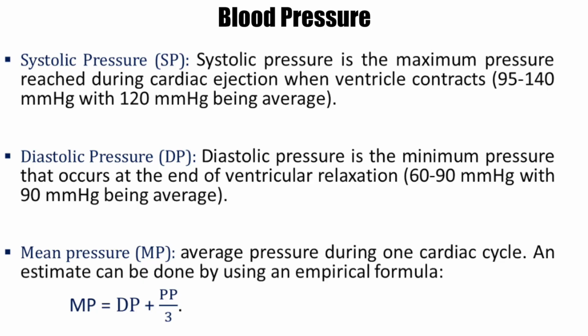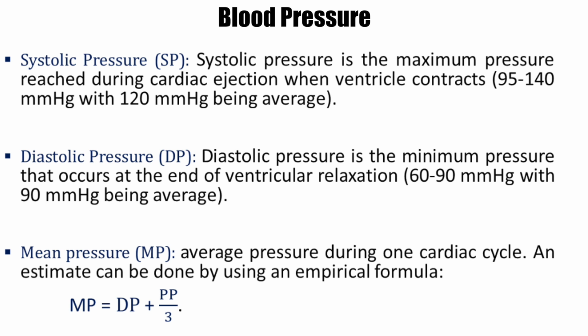Now we are going to define three types of blood pressure: systolic, diastolic and mean blood pressure. Systolic pressure is the maximum pressure reached during cardiac ejection when the ventricle contracts. It varies in normal cases from 95 mmHg to 140 mmHg, with 120 mmHg being taken as average, while diastolic pressure is the minimum pressure that occurs at the end of ventricular relaxation and varies from 60 mmHg to 90 mmHg, with 80 mmHg being average.